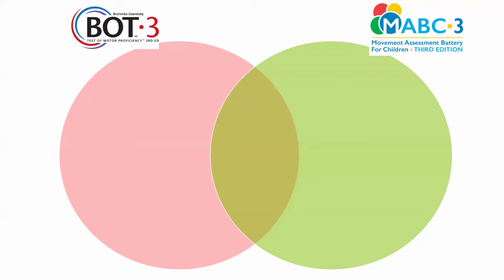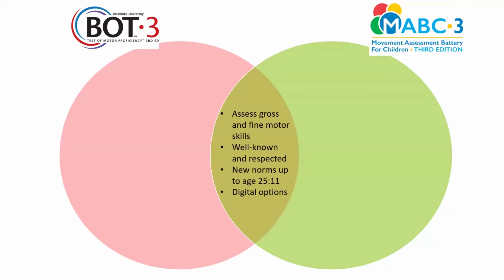So we're going to take a look at both tests side by side so we can really see how they are similar and how they are different. We know that they are both motor assessments, and they both incorporate both gross motor and fine motor skills. They're both well known and respected, and they both have norms up to 25 years, 11 months. And both have digital options on Q Global.